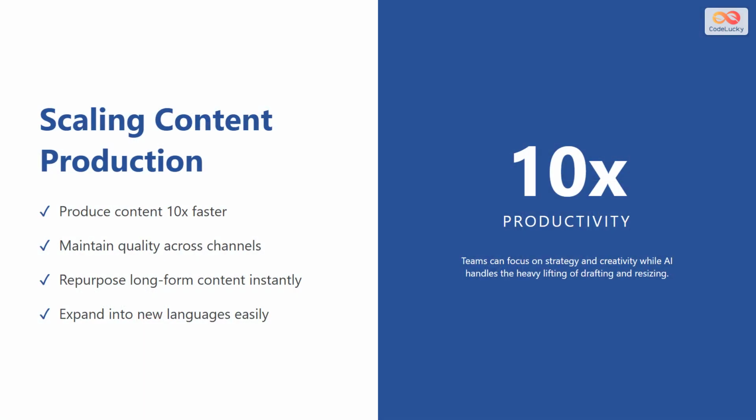The primary benefit here is productivity. We are talking about a 10-fold increase in output. Teams can repurpose a single white paper into a dozen blog posts, 50 tweets, and 5 email newsletters instantly. It also allows for rapid expansion into new languages, breaking down global barriers.